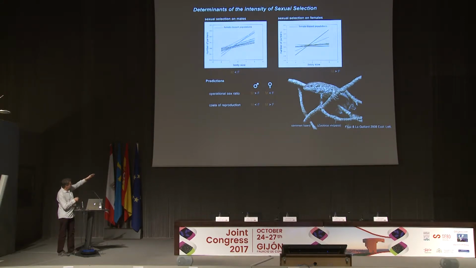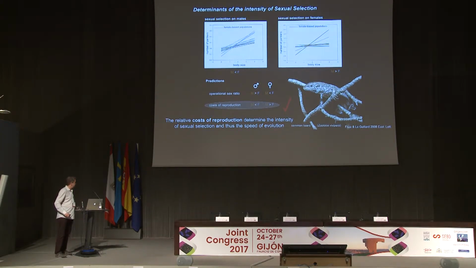To conclude, these results coincide with our cost of reproduction hypothesis. And that means this experiment showed that the relative cost of reproduction indeed determined the intensity of sexual selection and thus the speed of evolution.